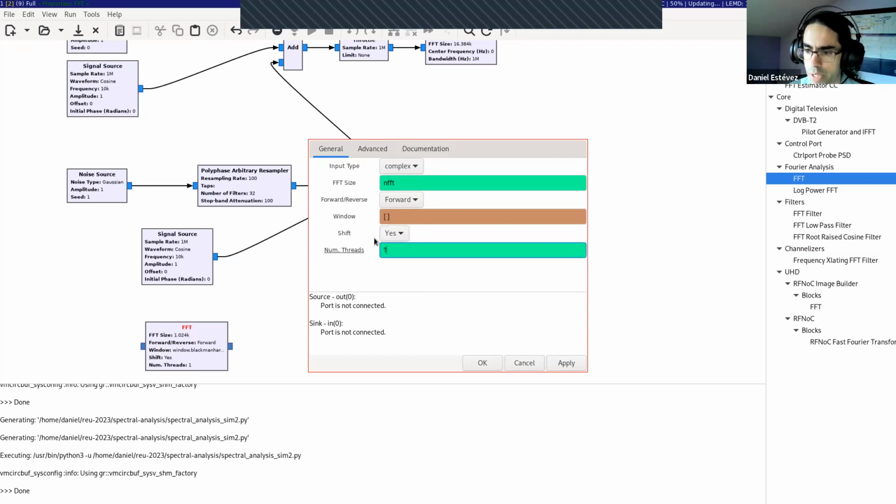And then the number of threads, which affects how many processing threads are used to compute the FFT in parallel using different CPUs and so on. And that you can leave as 1 unless you are really concerned with performance.